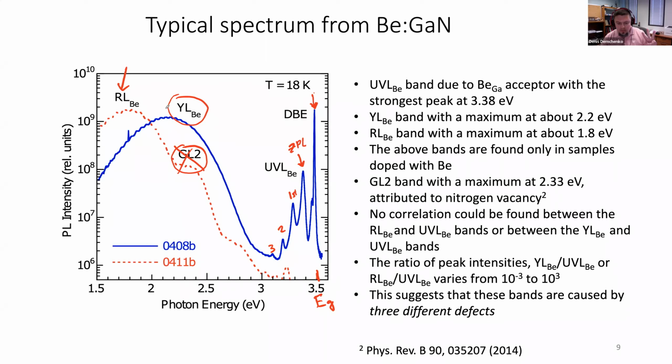One thing to keep in mind is that these three bands come from three different defects. Why? Because in different samples, and my experimental collaborators have measured hundreds of them by now, the relative intensities of these PL bands are all over the map. They differ by six orders of magnitude in different samples. I will explain a little bit later why, from the Shockley-Read-Hall recombination picture, that means these are different defects. These cannot be different lattice states or different charge states of the same defect. Okay, let's keep that in mind.